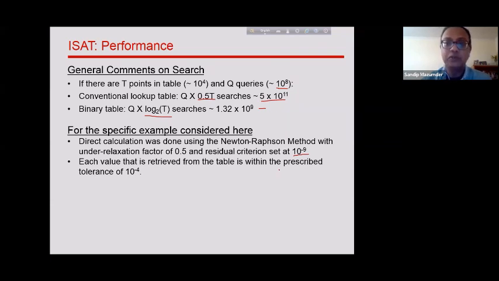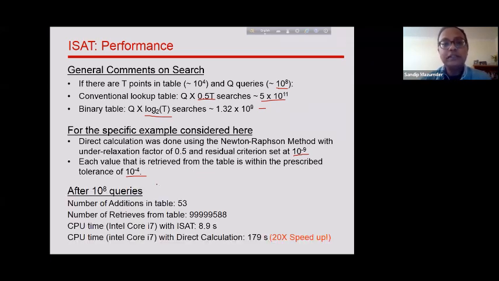In other words, the absolute value of your function will be 10 to the minus 9 or less. And then the prescribed tolerance for retrieval is 10 to the minus 4. So any answer for x that is within 10 to the power minus 4 will be accepted, otherwise it will be rejected. So here is a summary of what I found when I executed these calculations.